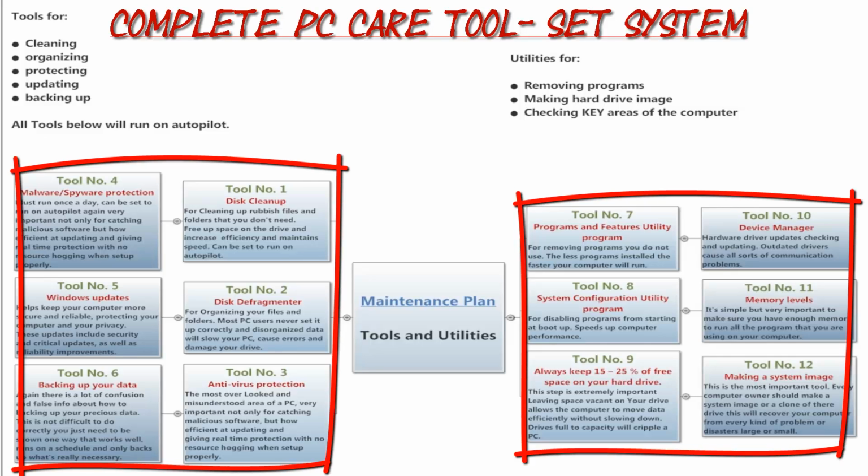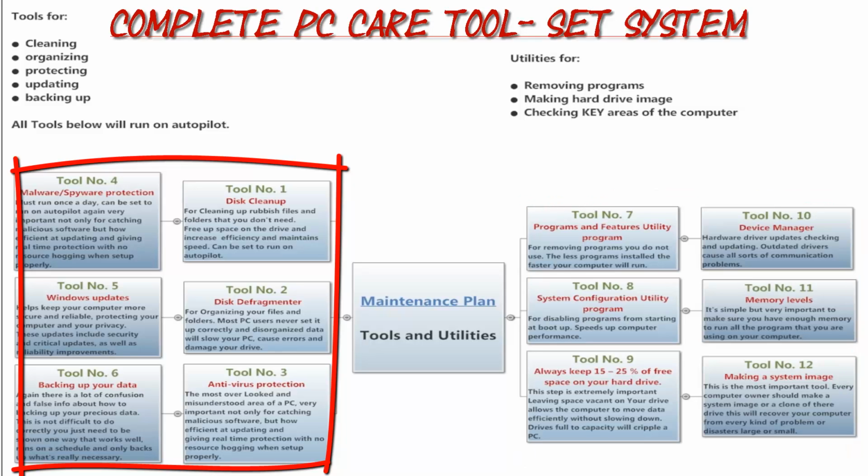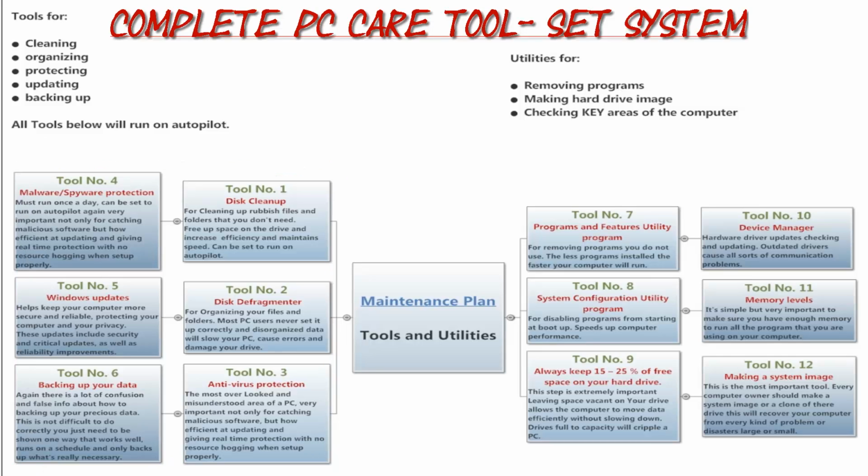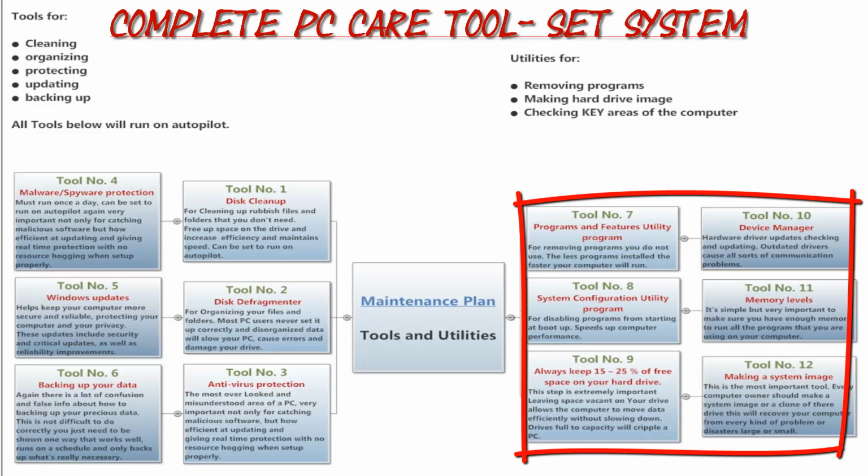These 12 tools take 5 minutes each to set up and run, and the 6 most important tools will run on autopilot. The other 6 tools are checking, removing and updating utilities that you should use at least once a month just to keep your computer in check.